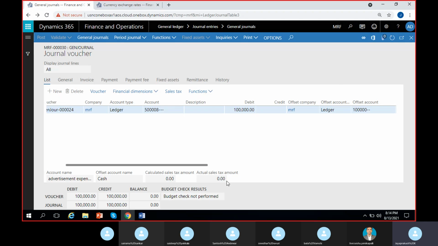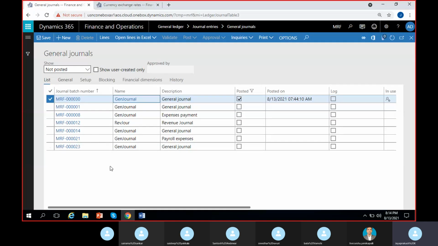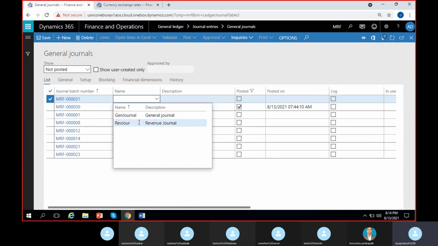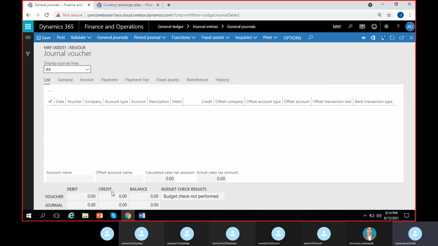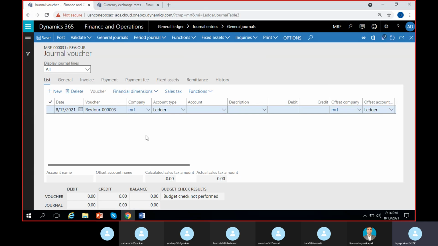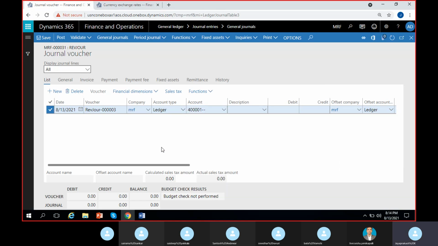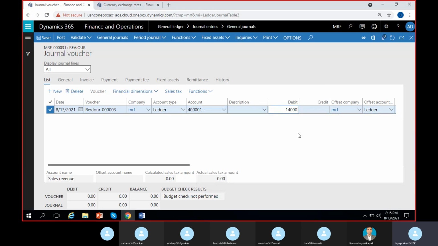Now I'll go for the second entry. What is the second entry? Revenues. So assume that I am posting half yearly revenues. Okay. What are the revenues that I earned for half yearly? I am posting it. So I'm selecting a new journal, selecting a journal for revenue journal to post the revenues. So I'm selecting a different journal. Going to lines. So I can select revenue account here, sales revenue. So what is the total sales revenue? 14 lakhs, right? So I'll give 14 lakhs here.